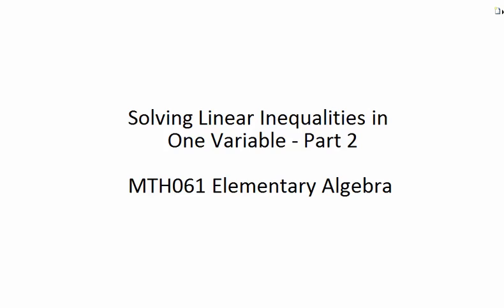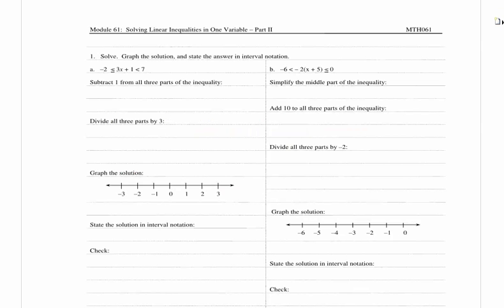In this video, we're going to look at solving linear inequalities in one variable, and this is the second part. In one, it says graph the solution and state the answer in interval notation. And in A, we have -2 is less than or equal to 3x plus 1 is less than 7. And the first thing they want us to do is subtract 1 from all three parts of the inequality.